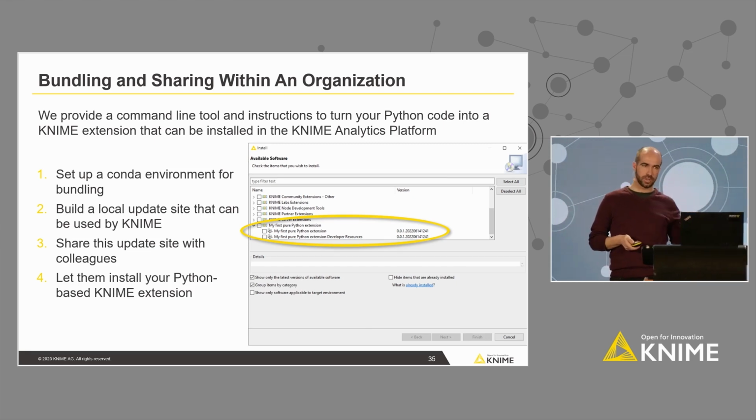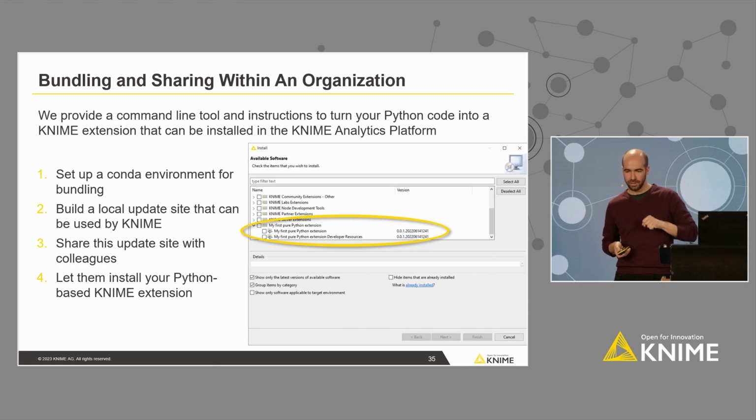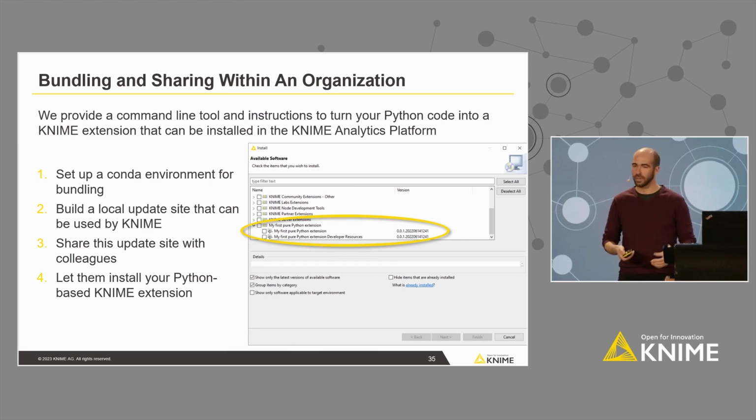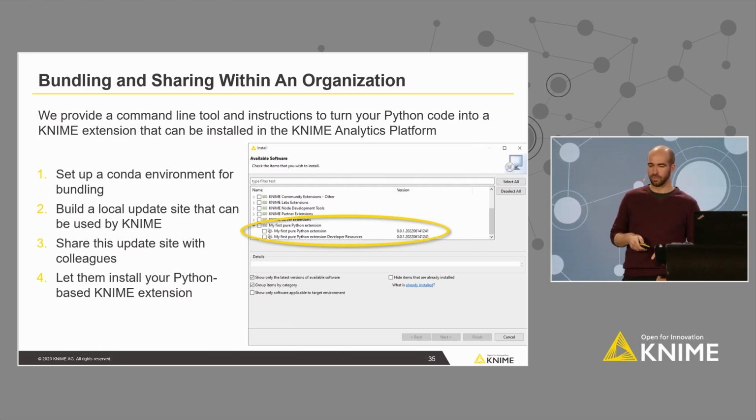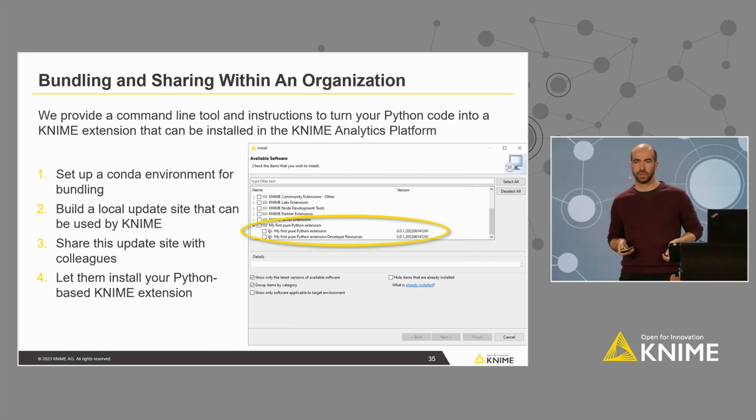Then you need to set up a special Conda environment with all the tools that we need to build a Knime extension. And then you can build this. This provides you with a zip file, or you can put this on a shared network drive to share it with your colleagues. And then in Knime, you've probably seen this install new feature dialog. There you just can enter this new update site, as we call it, and then you can install this Python extension.